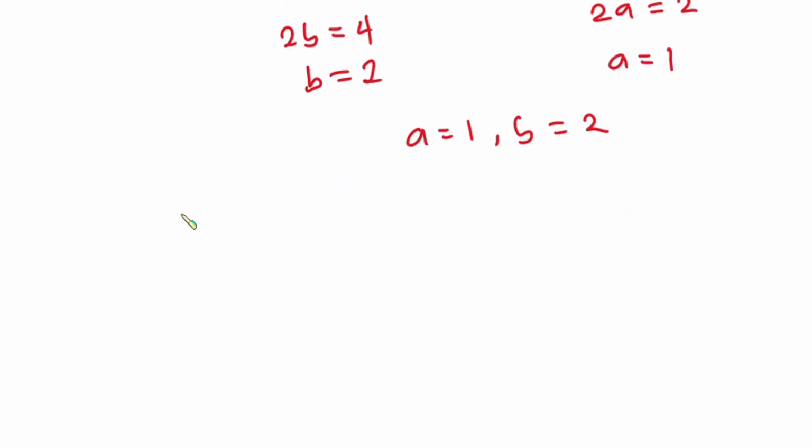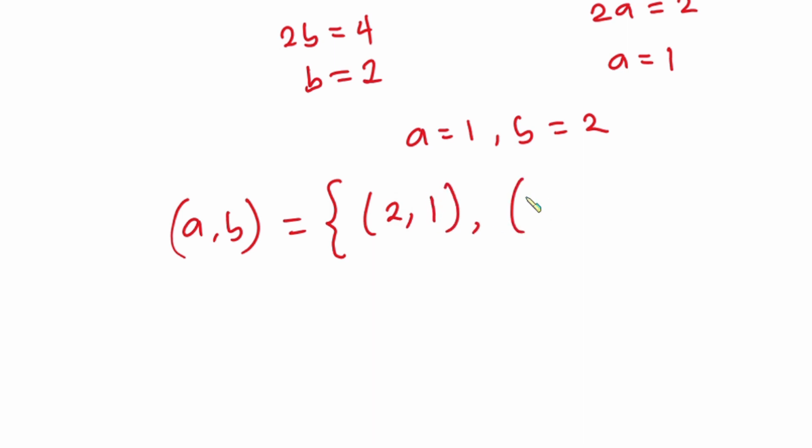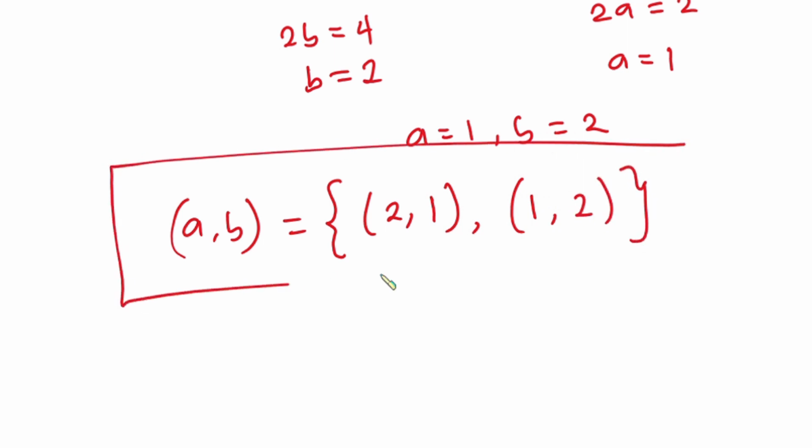So in all, we can say that when a is 2, b is 1, and when a is 1, we have b to be 2. And guess what? This is our final answer.